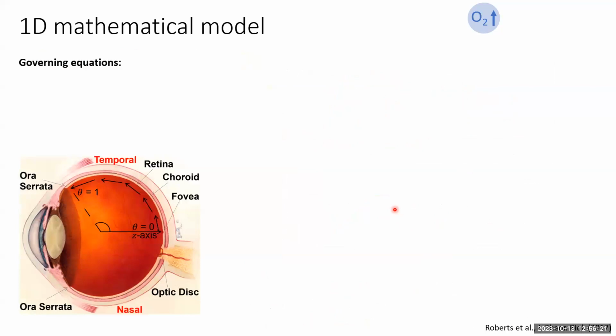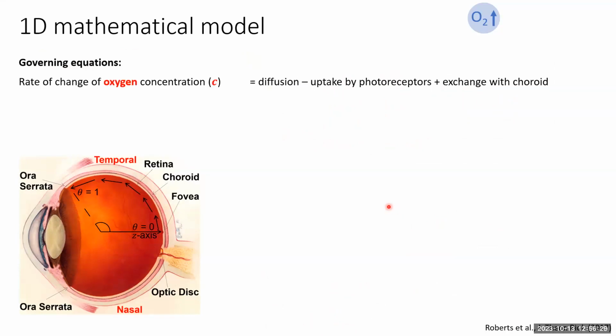So then, in terms of developing the model, the main meat of a model consists of what are known as governing equations, and there are two of these for the model in its simplest form. The first equation deals with the rate of change of the oxygen concentration within the retina and how that evolves through space and over time.